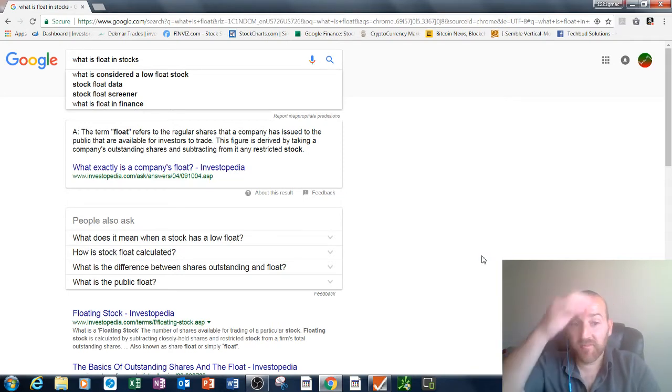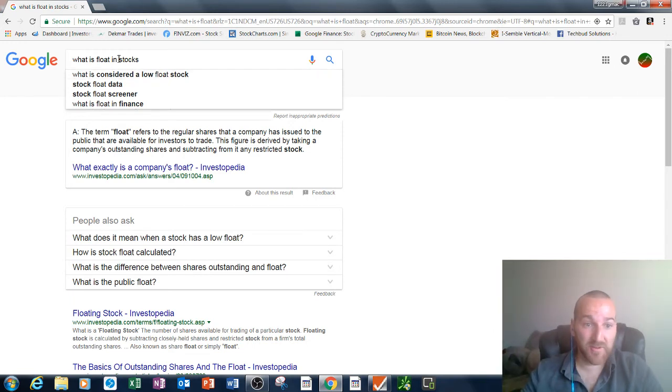So basically, what that means is if we go to Google here, we can look it up. What is float in stocks? The term float refers to the regular shares that a company has issued to the public that are available for investors to trade. This figure is derived by taking a company's outstanding shares and subtracting from it any restricted stock.